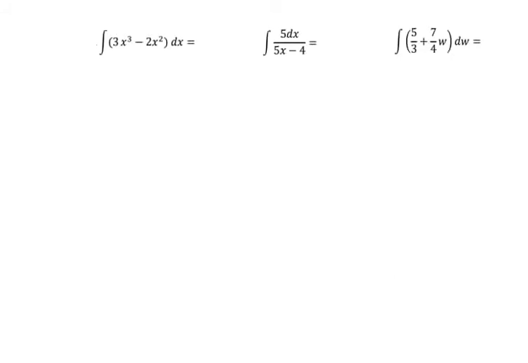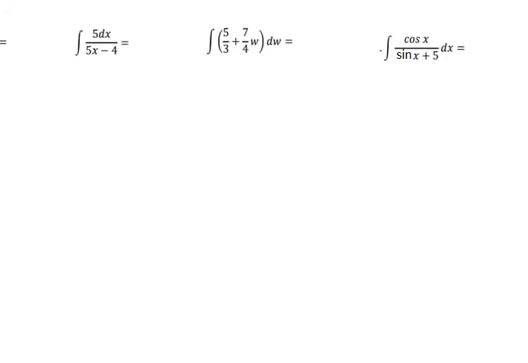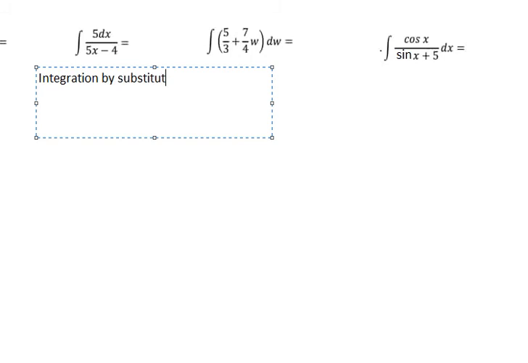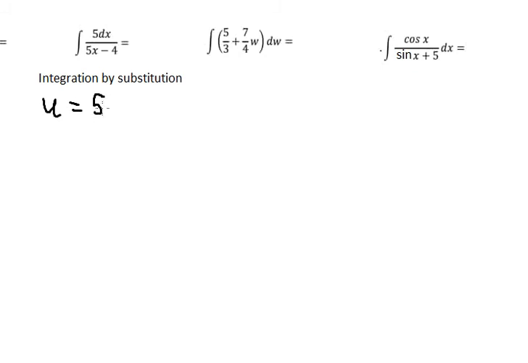Now let's go to question number 4. We need to use integration by substitution. So I will put u equal to 5x minus 4. If I take the first derivative of both sides, you get du equal to 5 dx, because the first derivative of x is 1. That's why you get 5 dx.